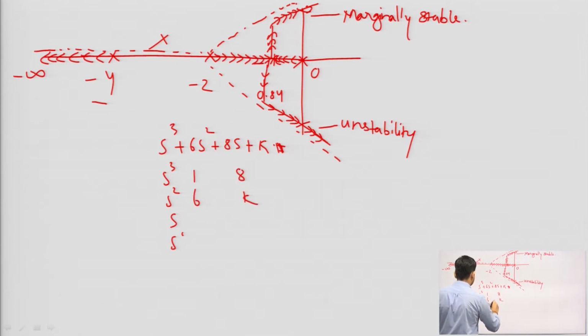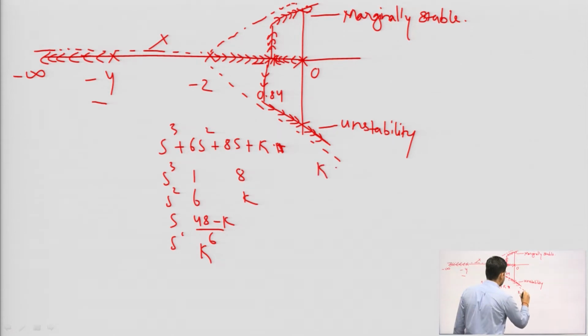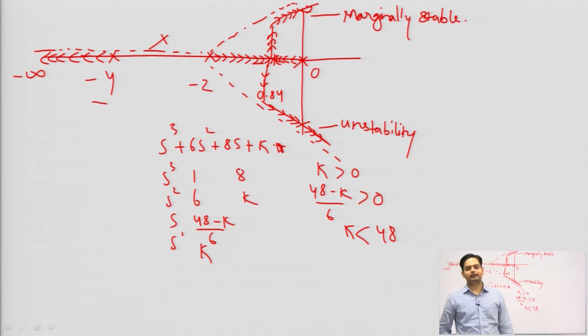Now, try to solve it. The third row is 48 minus k over 6, and then k. So, for stability my first column should be positive. It means k should be greater than 0, and 48 minus k over 6 should be greater than 0, and you will get the condition that k should be less than 48, right. It means at the imaginary axis my value of k is 48, and at the initial position, the open loop pole at origin, the k value is 0.